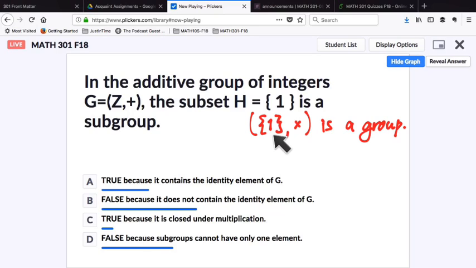Why is it closed under multiplication? 1 times 1 is 1. It's the only thing we can do in this group. And what's the inverse of 1? 1, for that very same reason.